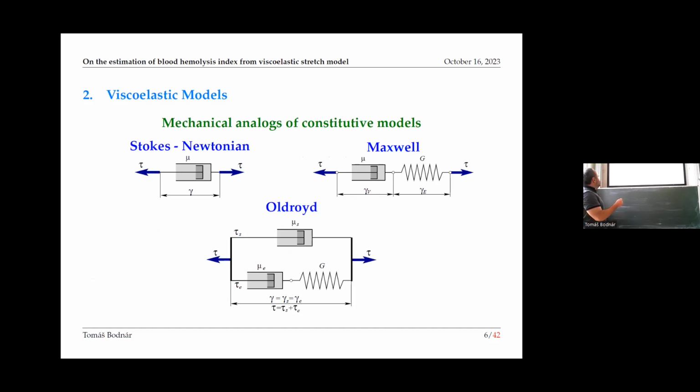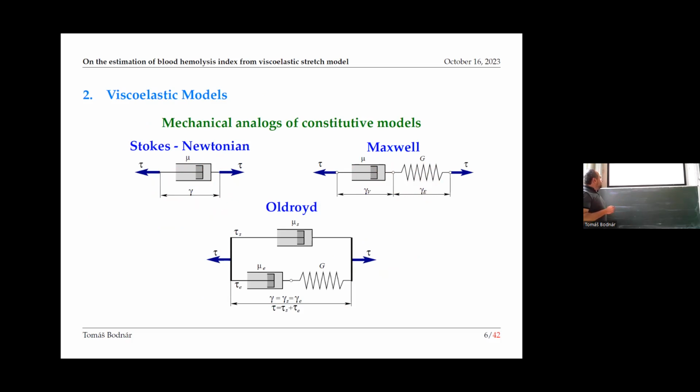We will be much more interested in more complicated fluids. So the Newtonian fluid corresponds to this kind of behavior that is characterized mechanically by a single dashpot with only viscous relation between the stress and shear rate. Here, the first viscoelastic fluid is a combination of the viscous response and the elastic response.